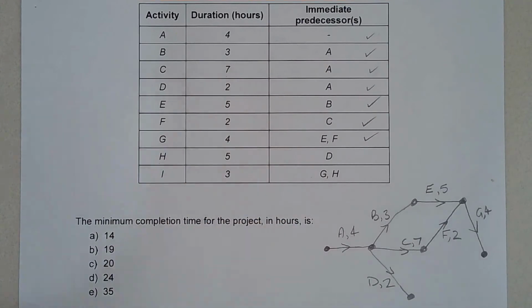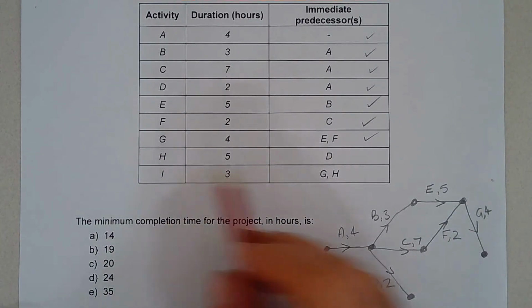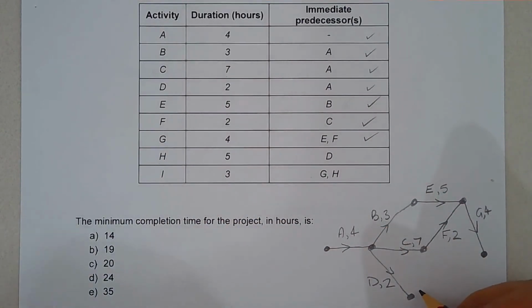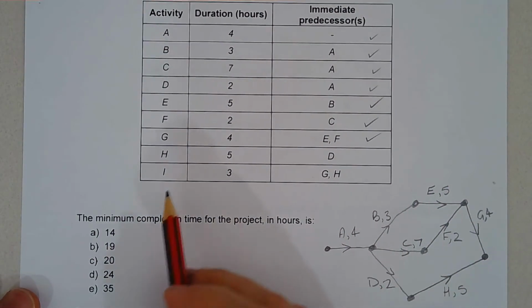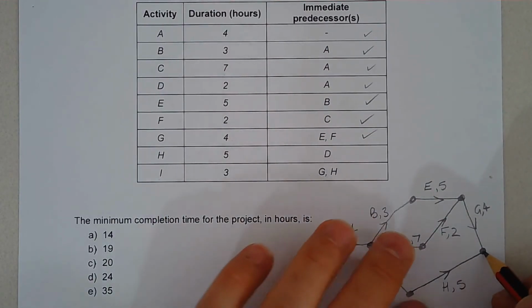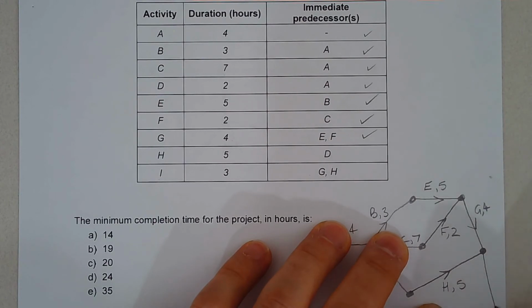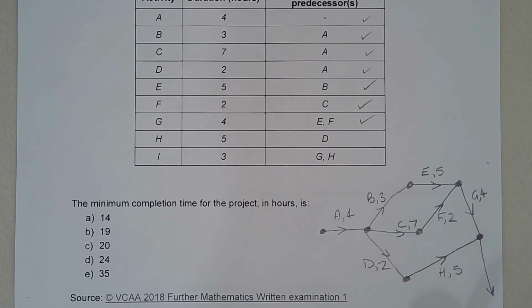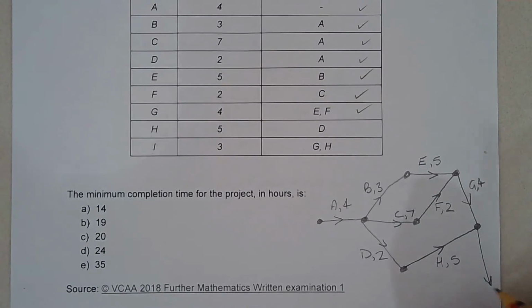So from D, we draw in activity H, and G and H have to come together because that's where I is drawn from. Okay, so that's activity H, and that's 5 hours. And our last activity here, activity I, depends on G and H, and I might just draw that one that way as I've just run out of space. Let's call that activity I, since that's what it's called in the table, and that's 3 hours.